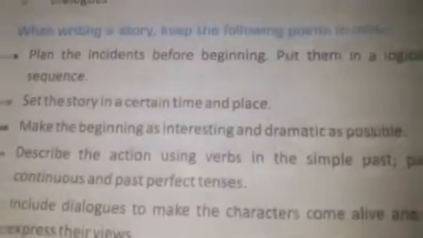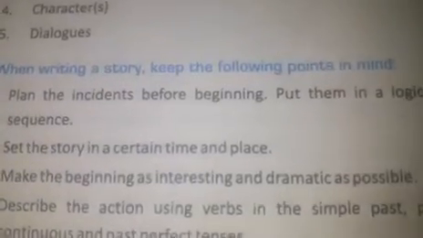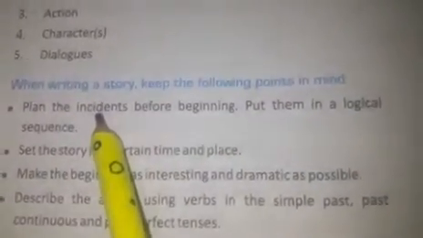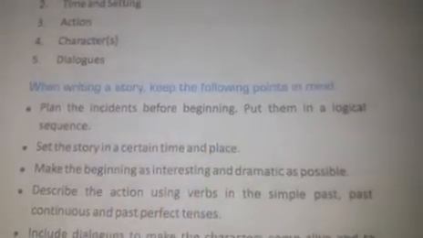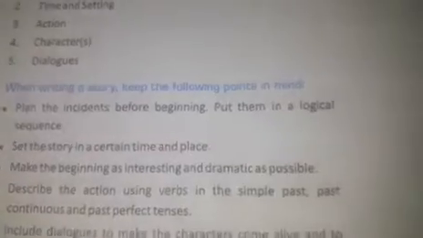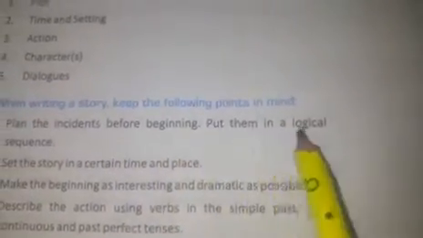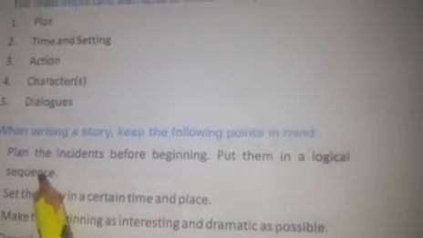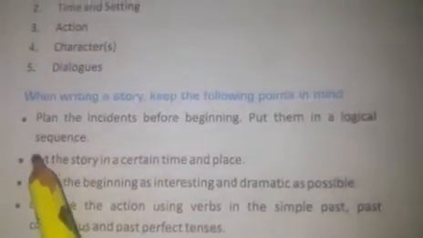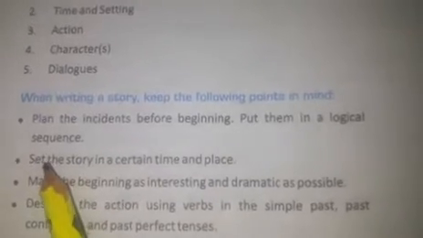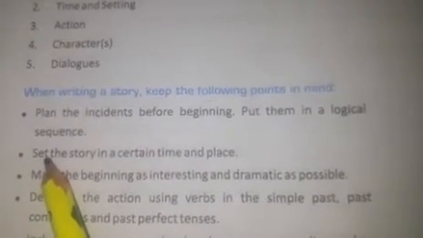Now let us learn how to write this kind of story, keeping in mind all these five elements. When writing a story, keep the following points in mind. First of all, plan the incidents, the events which are going to take place in the story, before beginning. Then put them in a logical sequence, a proper serial order: after 1, 2 should come, then 3, like that. The incidents should not be jumbled up.